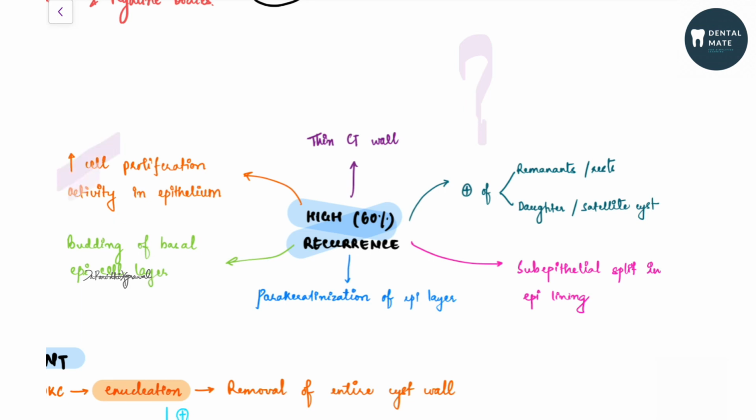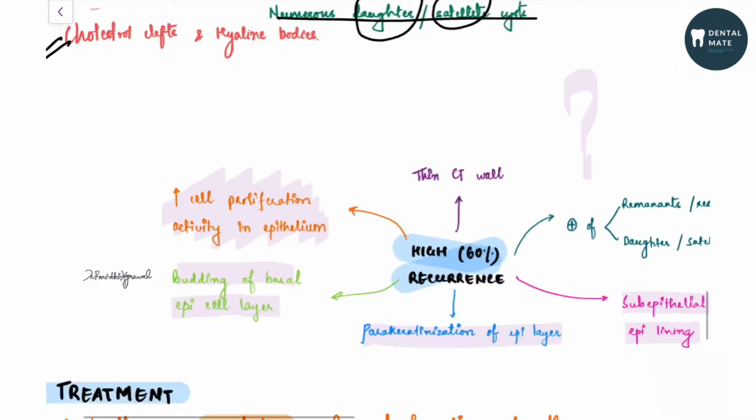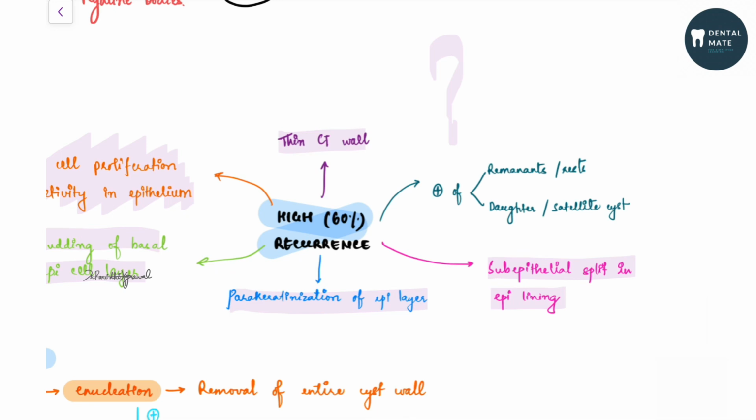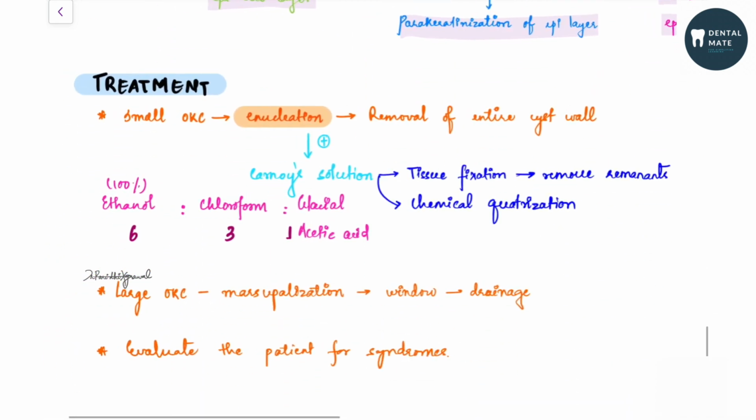First, there is increased cell proliferation activity in the epithelium of OKC. Along with that, there is budding of the basal cell epithelial layer. So the basal cells of the epithelial layer bud, because of which it gives rise to remnants or daughter cysts. Along with that, there is parakeratinization of the epithelial layer. There is a subepithelial split in the epithelial lining, which I have shown here. And it has a thin connective tissue wall. The presence of remnants or rests or the daughter or satellite cysts also leads to the high recurrence of OKC.